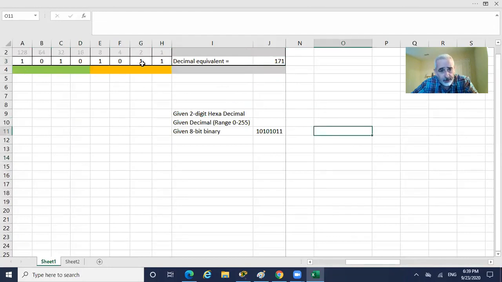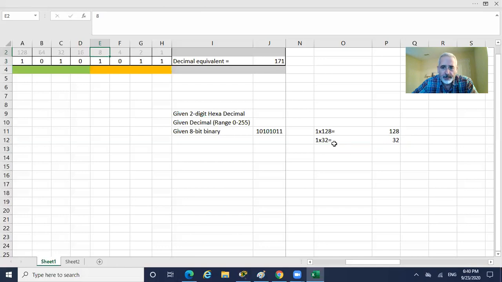So after you write it down, you say that 1 multiplied by 128 equals 128. 0 multiplied by 64 is 0. I'm going to ignore it. 1 multiplied by 32 is 32. 1 by 32 equals 32. Okay? 0 multiplied by 16 is 0. I'm going to ignore it.